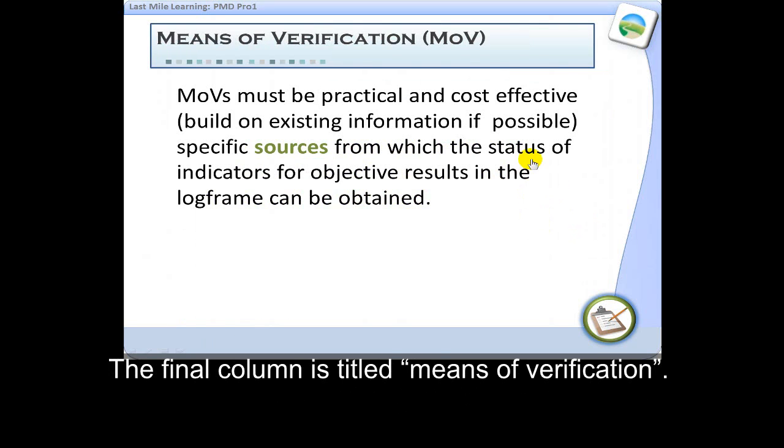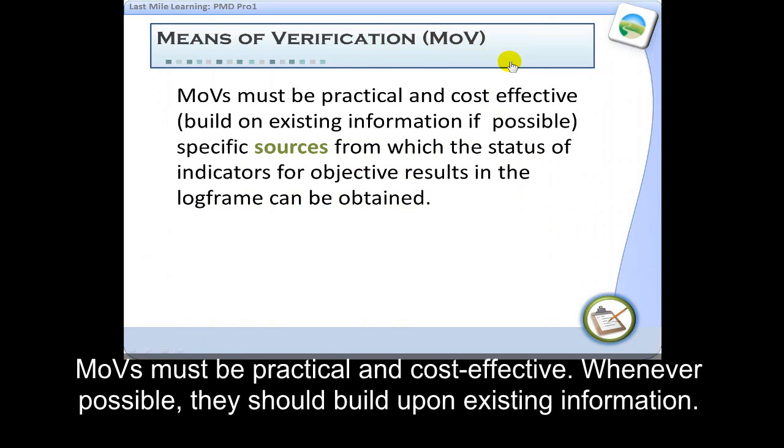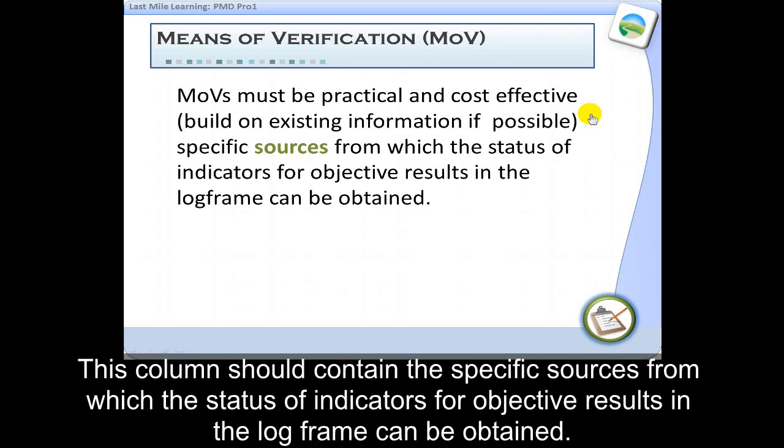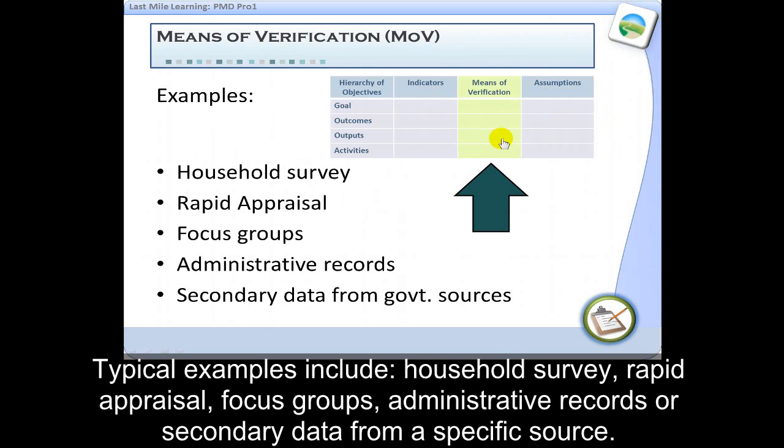The final column is titled Means of Verification, or MOV. These must be practical and cost-effective. Whenever possible, they should build upon existing information. This column should contain the specific sources from which the status of indicators for objective results in the log frame can be obtained. Typical examples include household survey, rapid appraisal, focus groups, administrative records, or secondary data from a specific source.